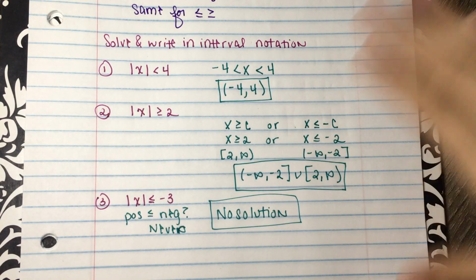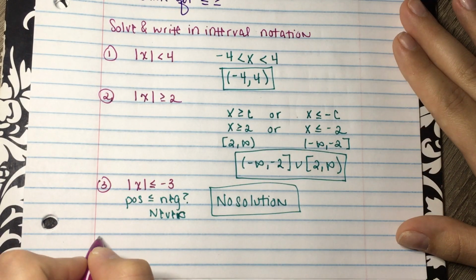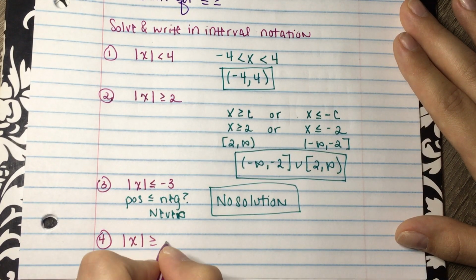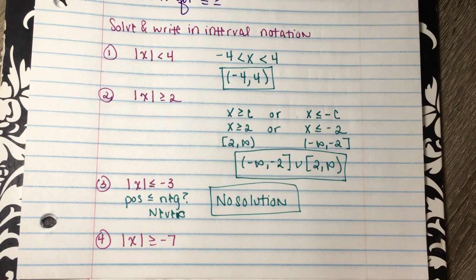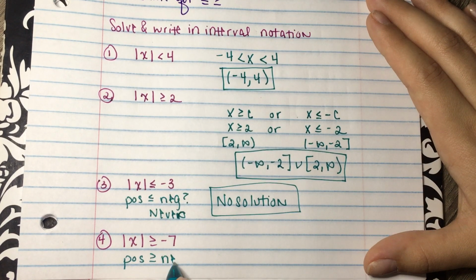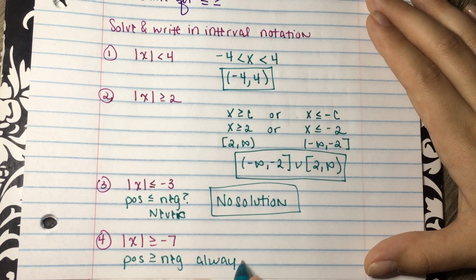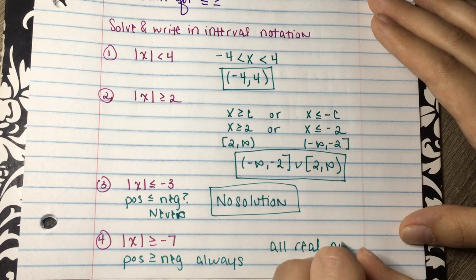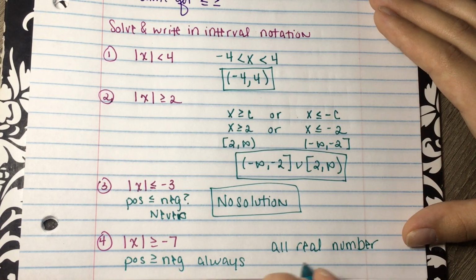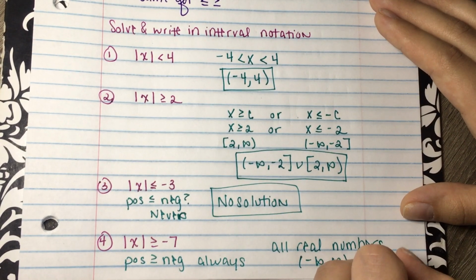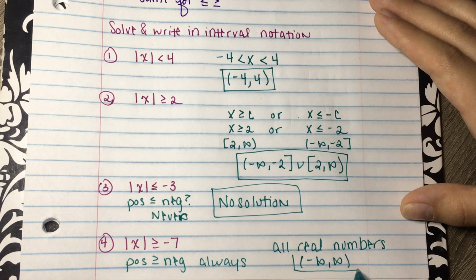All right, and then I'm really going to squeeze in this number 4 here. And that's going to be absolute value of x is greater than or equal to -7. So I'm asking you, when is a positive number greater than or equal to a negative number? That's going to be an always statement, which means our answer is all real numbers. But I asked you to write it in terms of interval notation, which means we're writing negative infinity to positive infinity.